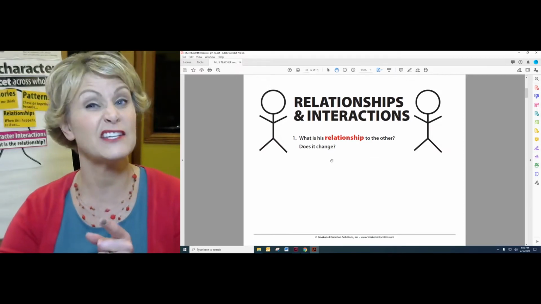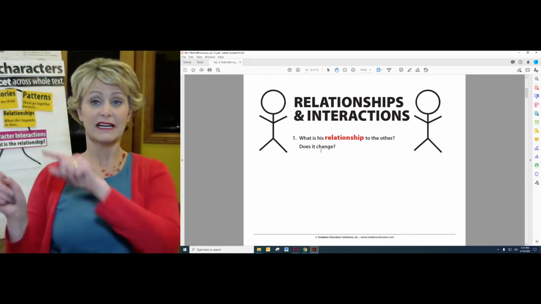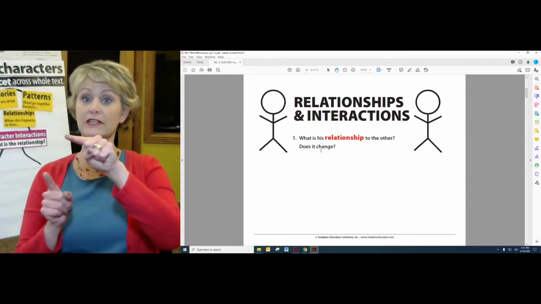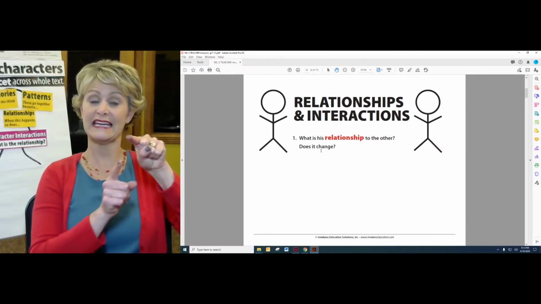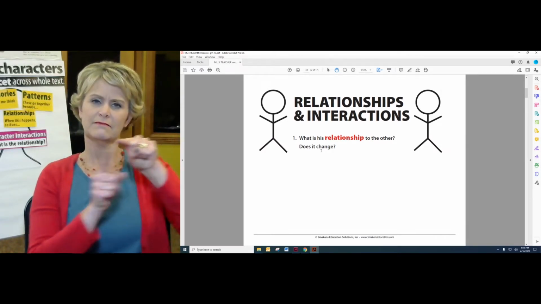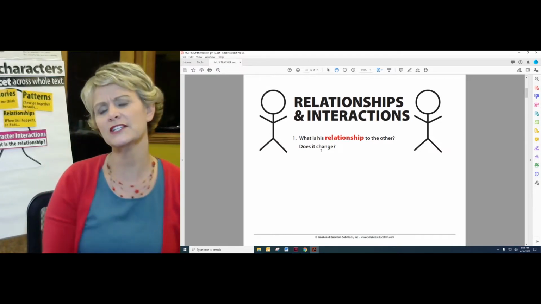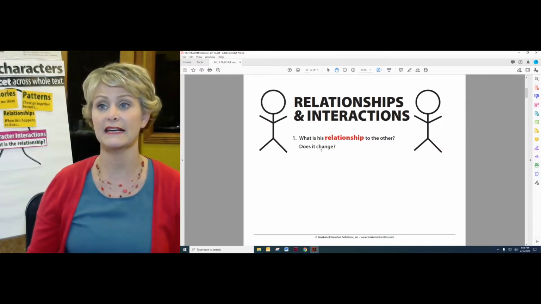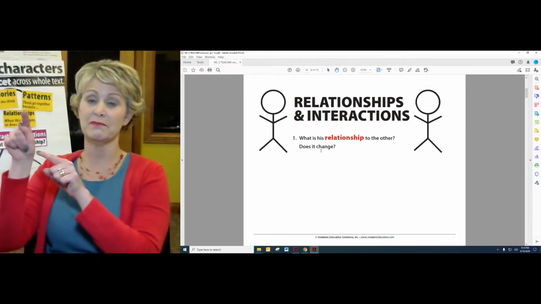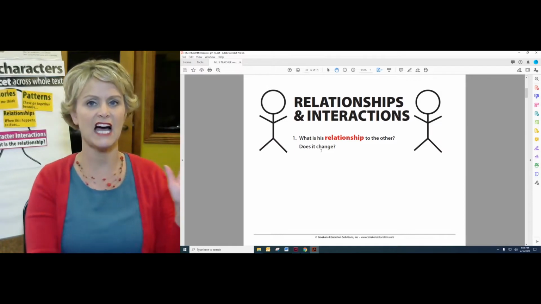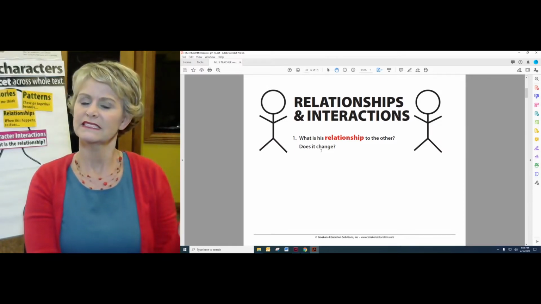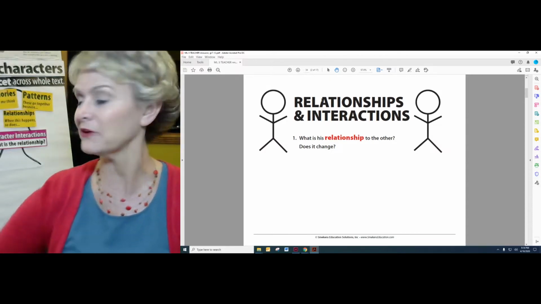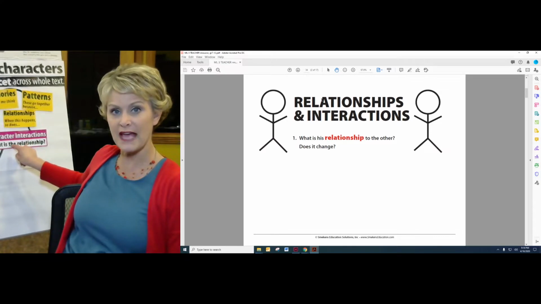Okay, and then does it change? Because remember, characters change over time. And so as they're enduring problems, right, and interacting with each other, do they grow and change? Is their relationship any different? Maybe they started off as colleagues and then they ended up as spouses. Maybe they started off as best friends and then they ended up as enemies. Did it change? It doesn't have to, but it could. You want to notice that. You want to think about that. You want to infer that.